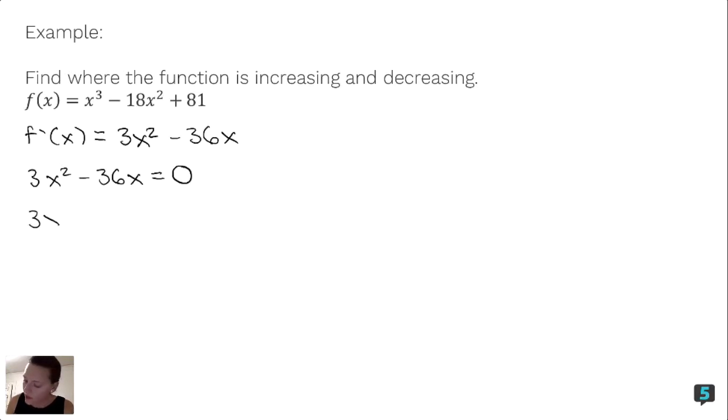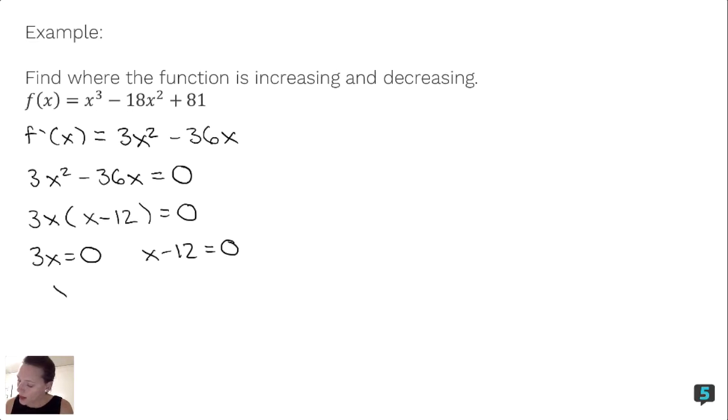All right, let's factor this. Take out that GCF of 3x. We're going to be left with an x minus 12. And now let's set each factor equal to 0. So we get 3x equals 0. x minus 12 equals 0. And I come up with critical numbers of 0 and 12.